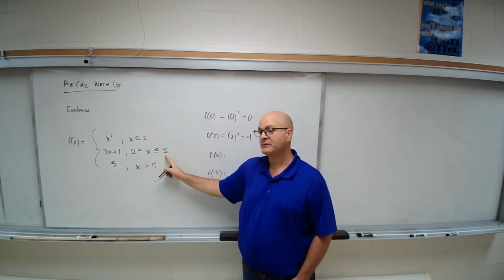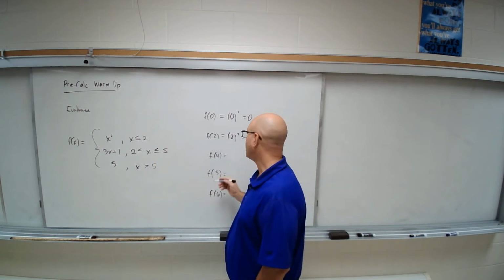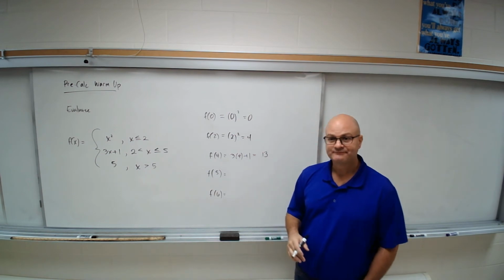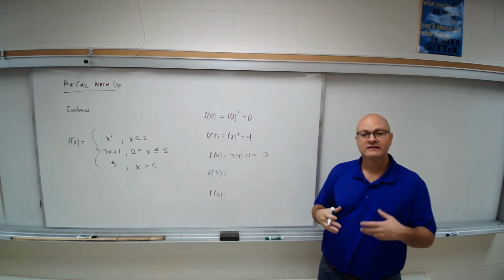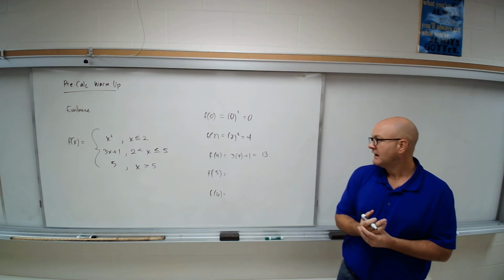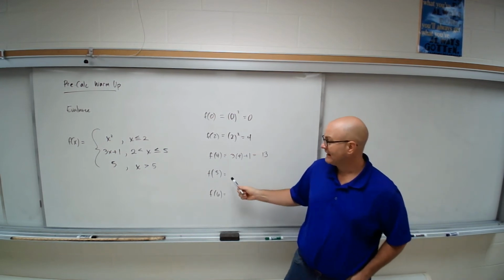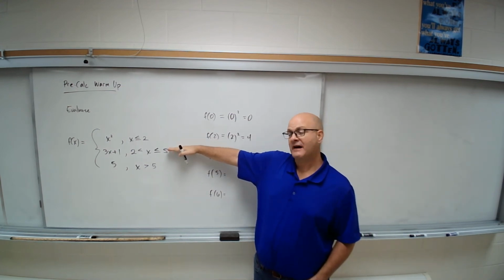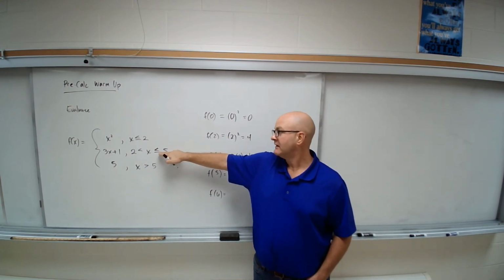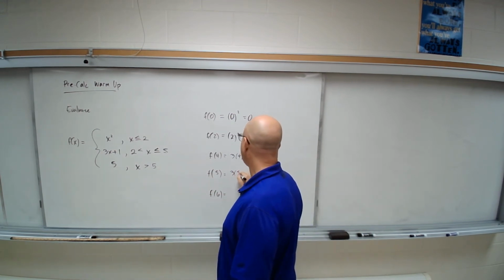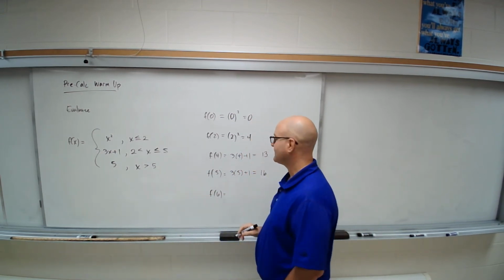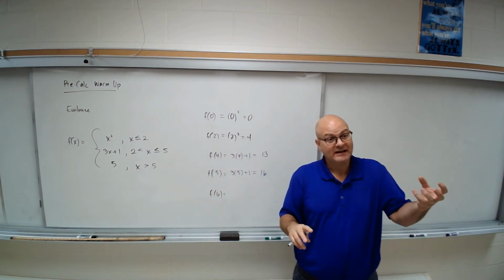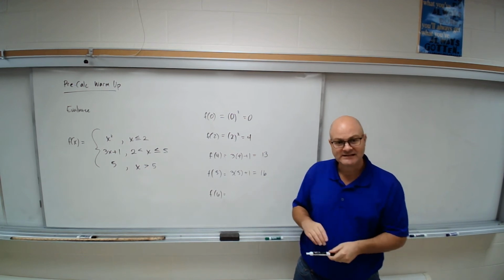For f of 4, again, we look over here. Well, 4 fits between 2 and 5, doesn't it? So we use the middle rule. So 3 times 4 plus 1 would give us 13. So the point 4, 13 is on our graph of this function. F of 5, again, it's on the dividing line, but it would fall in this one because 5 is less than or equal to 5. So 3 times 5 plus 1 gives us 16. Because it's at the end point, there's a good chance that's going to be an end point on the graph, and we'll talk more about graphing these next week.